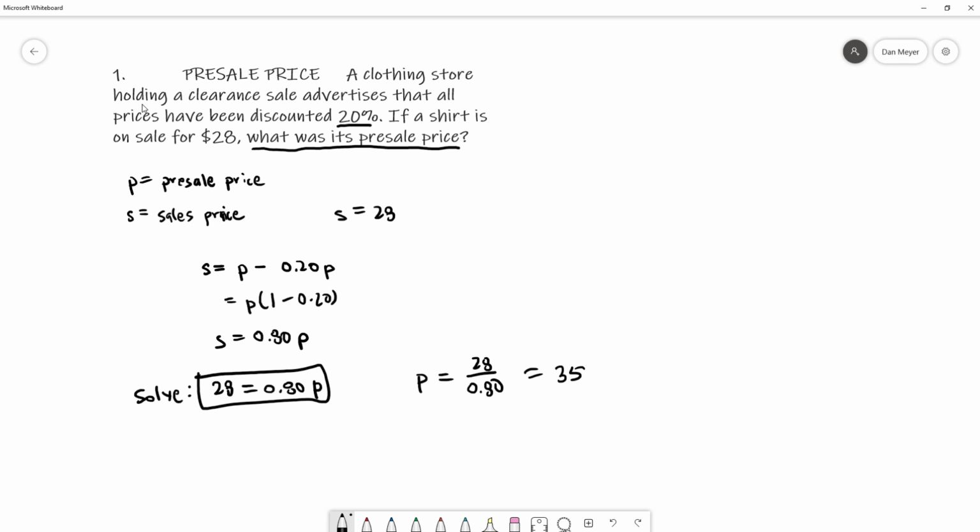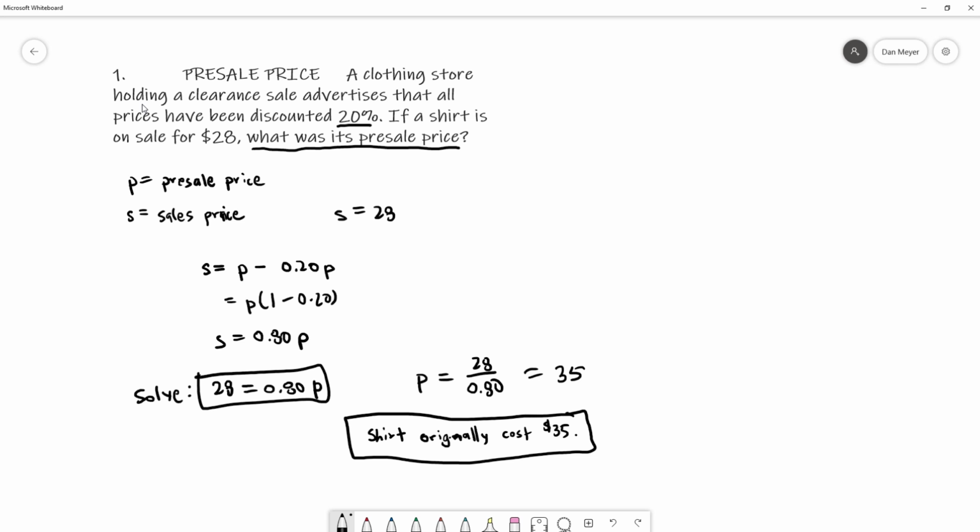In the context of the story now, this is where we translate back to the answer for the story. P was the pre-sale price, and so the shirt originally cost $35, which is a reasonable amount for a shirt, I guess. Definitely for a shirt that costs $28 on sale. Remember, we wanted to make sure that our answer was more than 28.